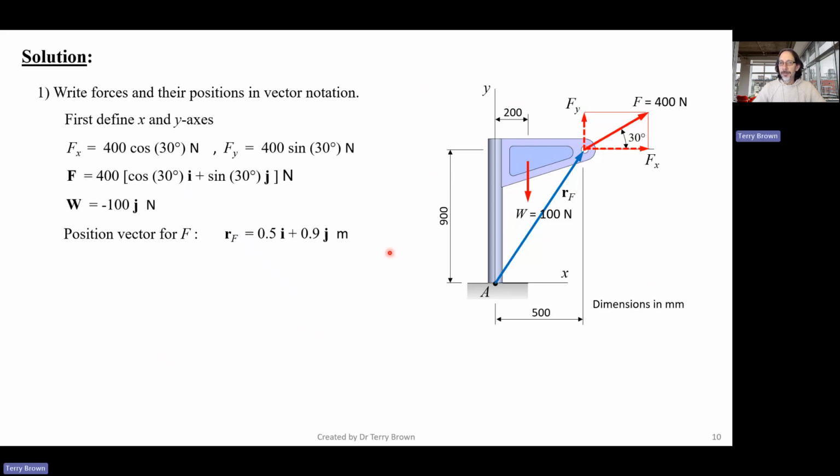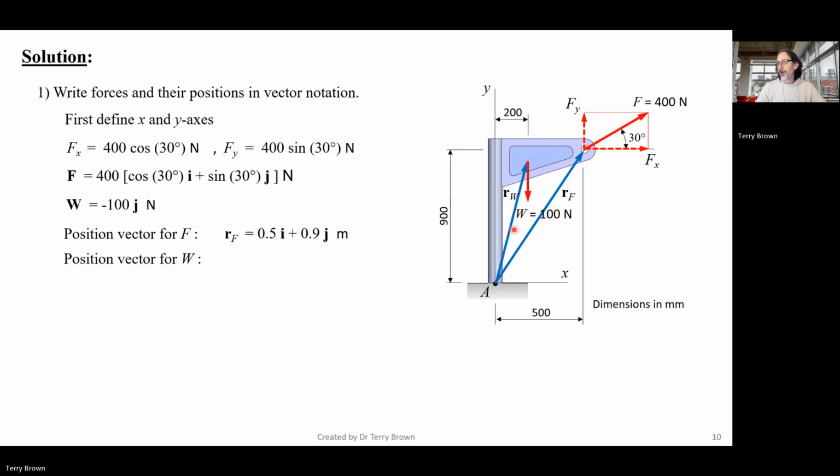All right, hopefully you've done that. And as we can see here, I've now just converted this from millimeters to meters, as you can see by my indication of the units here. So in the X direction, we've got 0.5 meters positive, so 0.5 I, and in the Y direction, it's 0.9 meters in the positive Y direction, so positive J. So that's our position vector for F. Our position vector for the force W.